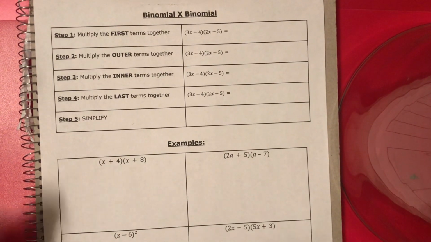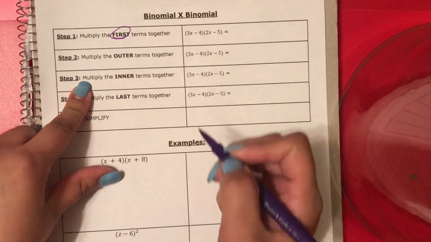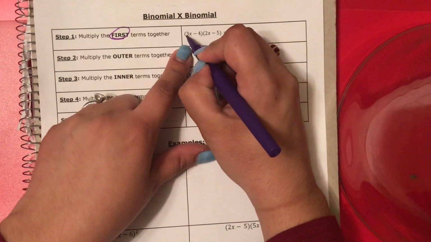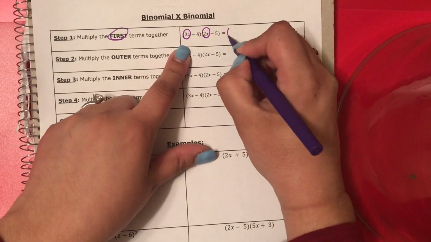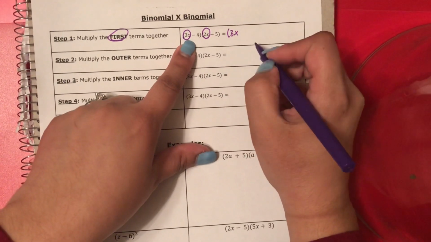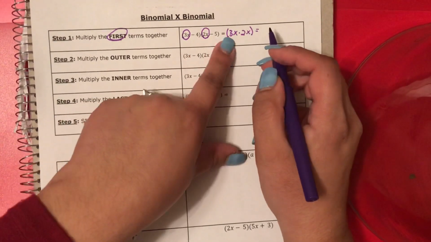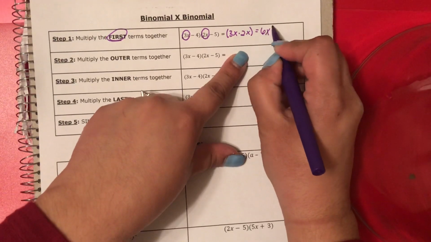So our first step is to multiply the first terms together. Okay, keyword being first. So if this is my example, I'm going to take the first term in each set of parentheses and multiply those two together. So I have 3x times 2x, and that would give me 3 times 2 is 6, x times x is x squared.